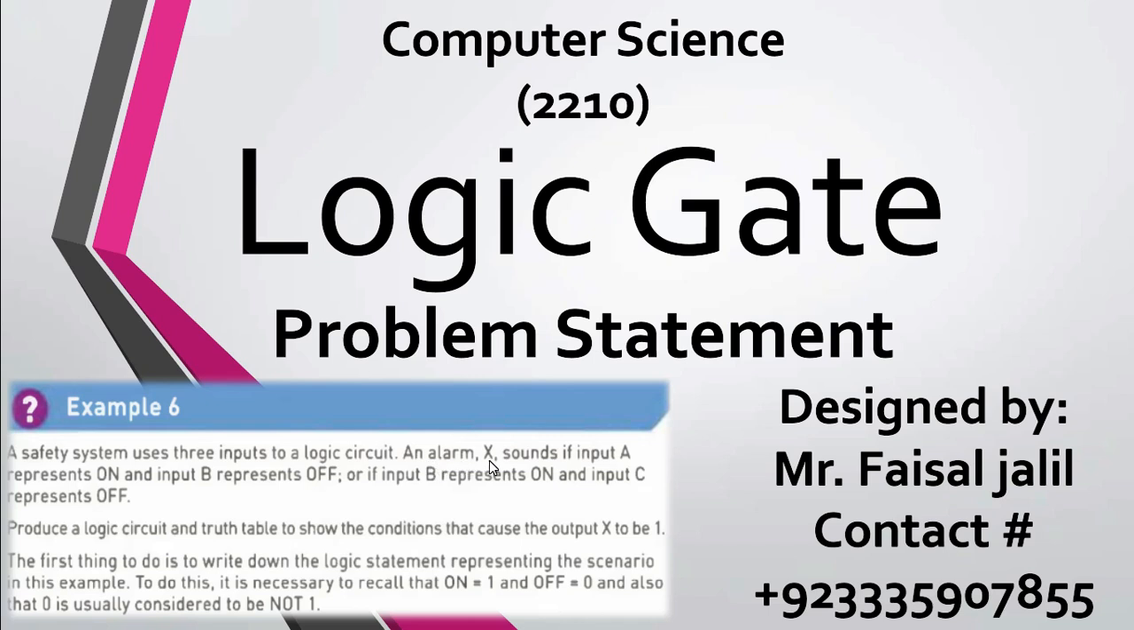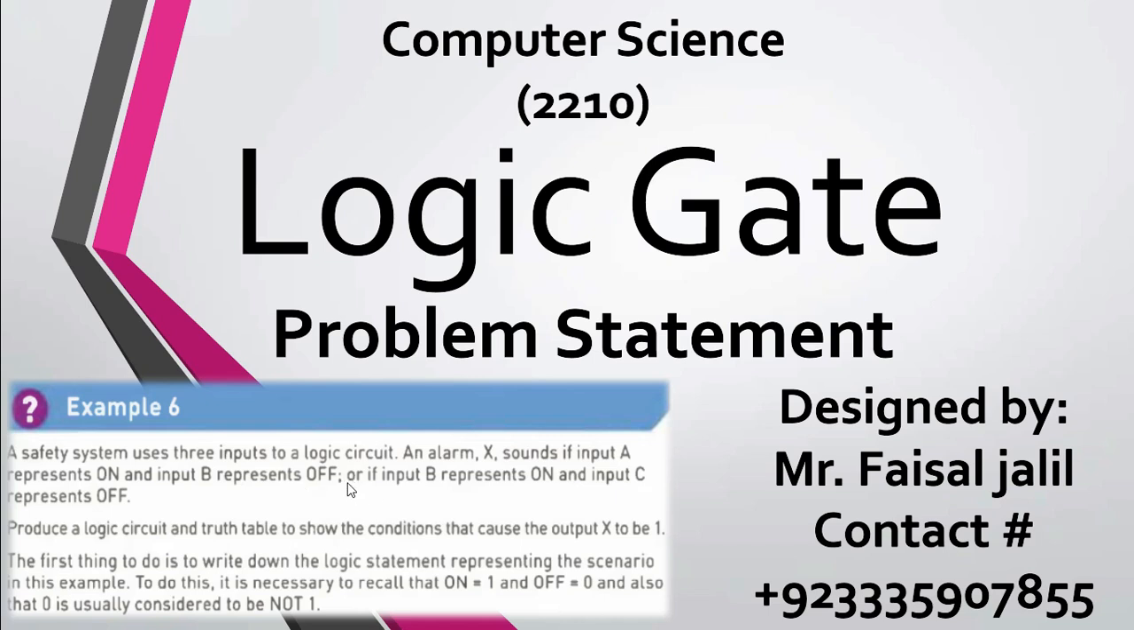And alarm X, you will get this output in the form of alarm X sounds. If is a conditional statement. The alarm will sound if it follows this criteria. If input A represents on, it means you will apply 1, A is equal to 1, and, what is it? AND gate. The second input of the AND gate will come from input B, which represents off. B is equal to off, meaning B is 0.